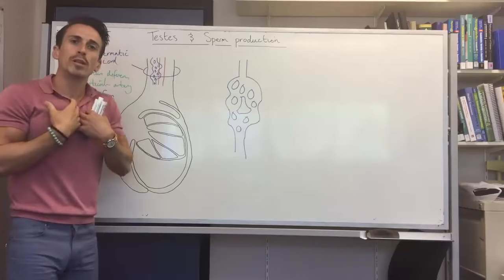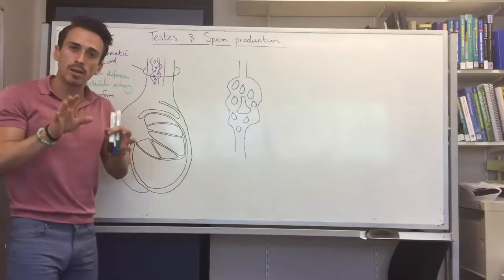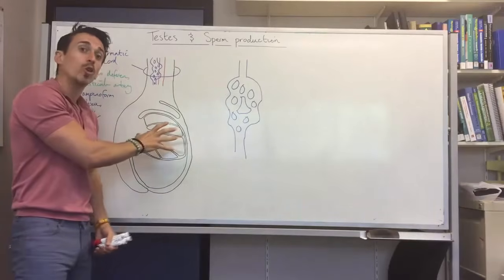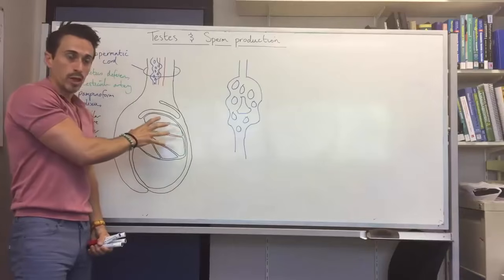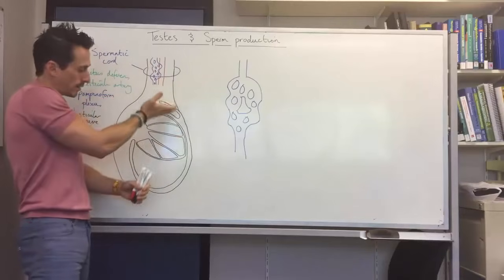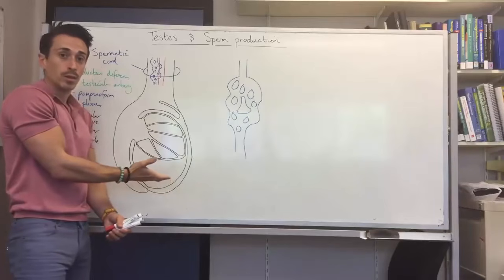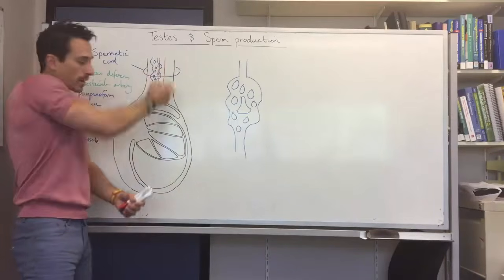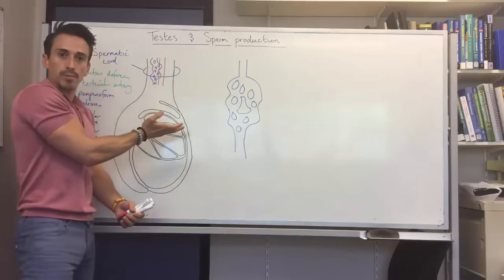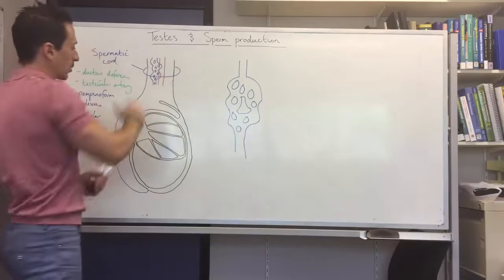So when the body is hot, again, testes need to be 2 to 3 degrees cooler than the internal body temperature. So the cremaster muscle relaxes and the testes drop. If it's cold, well, the testes need to be warmer. It contracts and lifts the testes up. Now, this is the spermatic cord.